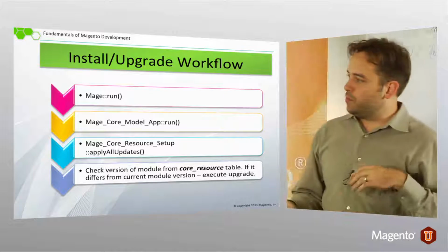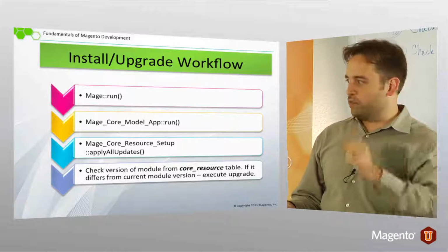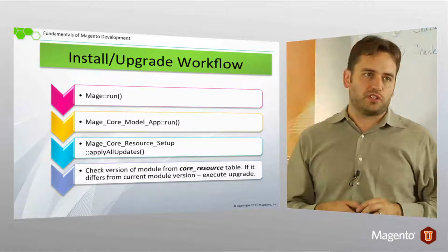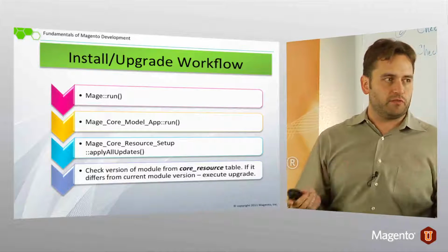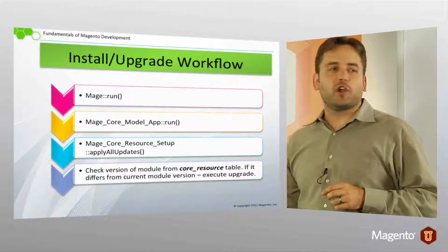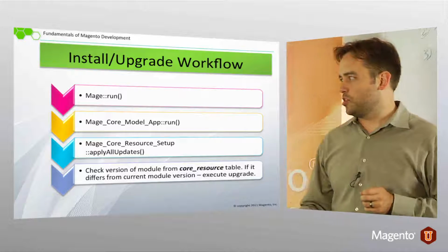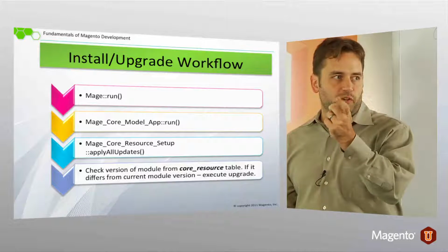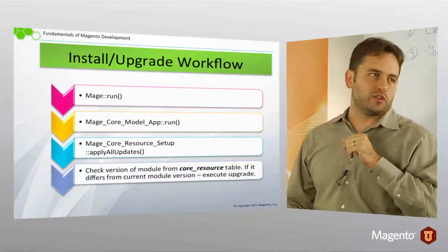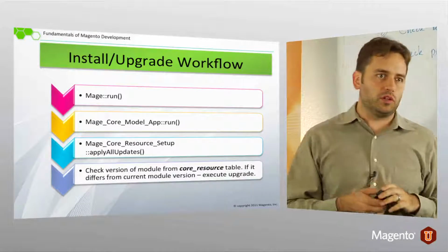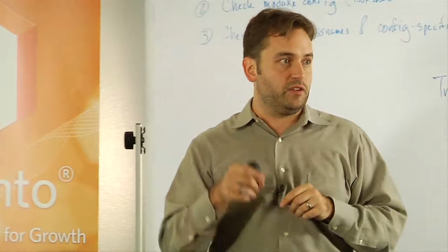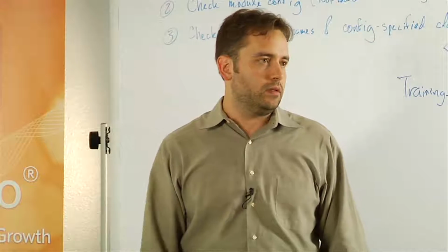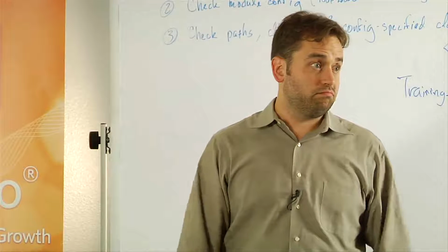This checks the current version of the module in the configuration, which could be cached. So if you're changing version numbers, just like anything else in the configuration, you'll need to refresh your cache. But it looks in the core resource table, which we'll look at in just a moment. So if the version in our configuration is different from the version in core resource, then Magento actually checks to see if the value is higher or lower, and then searches for an appropriately named migration script.